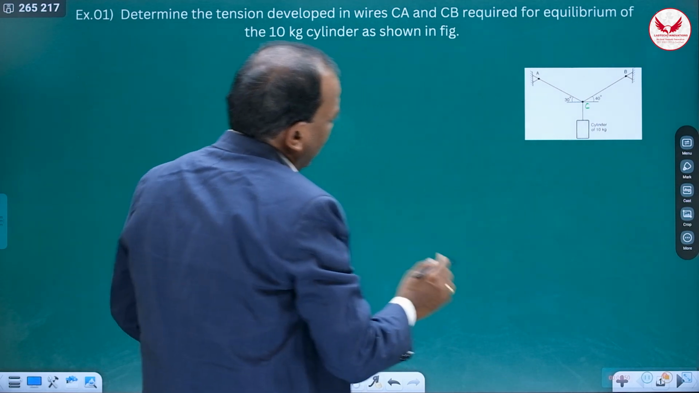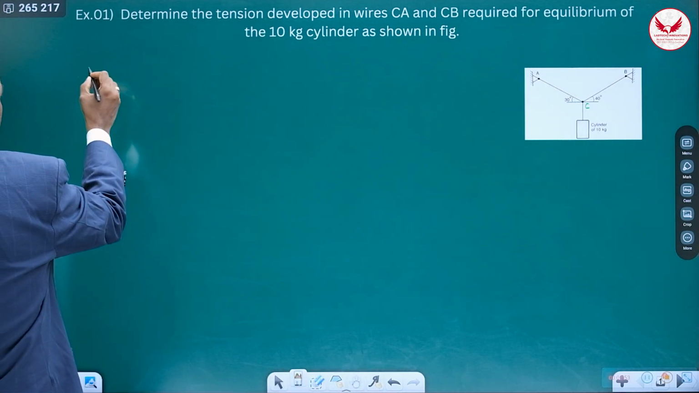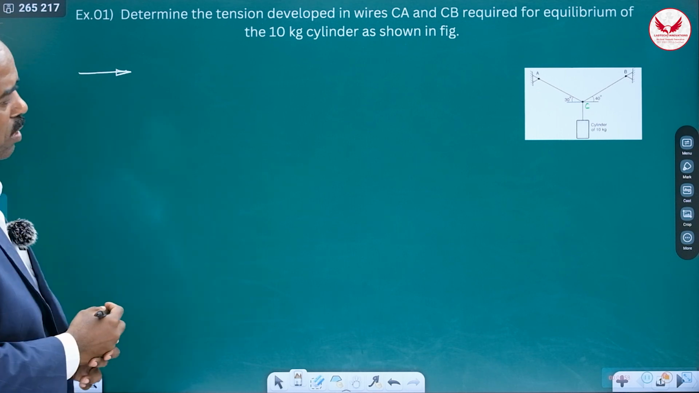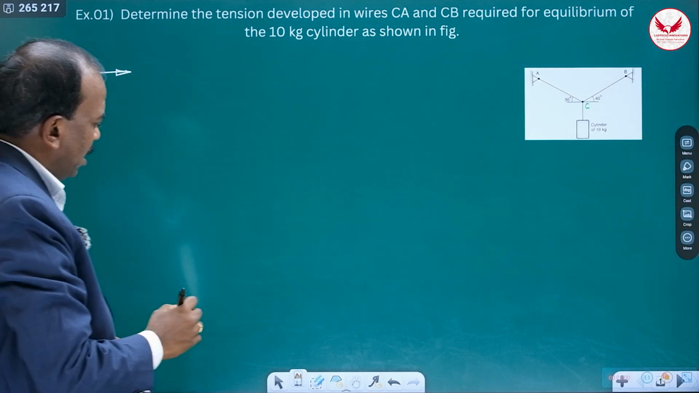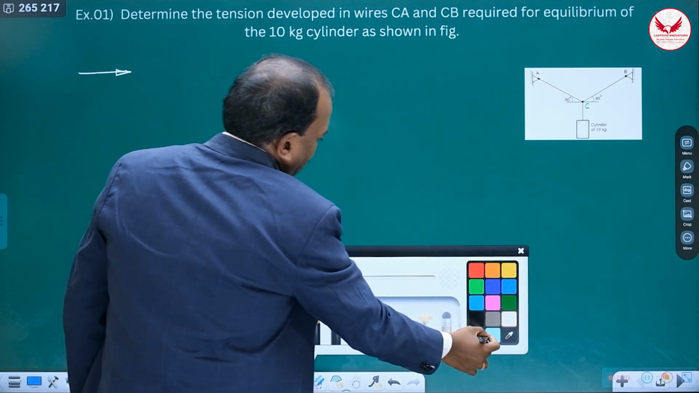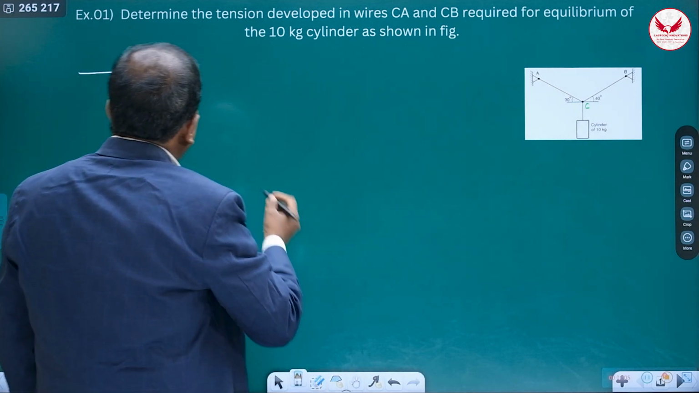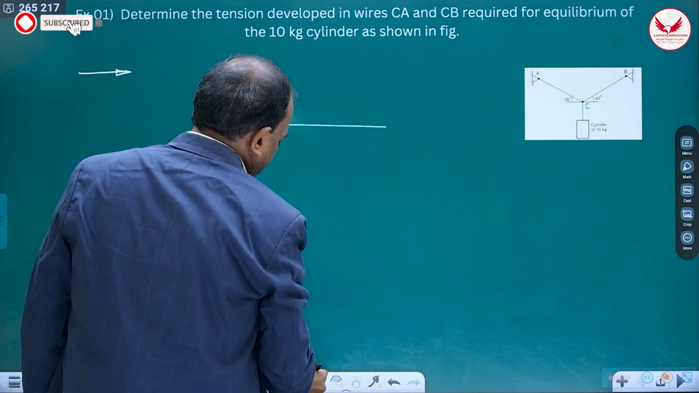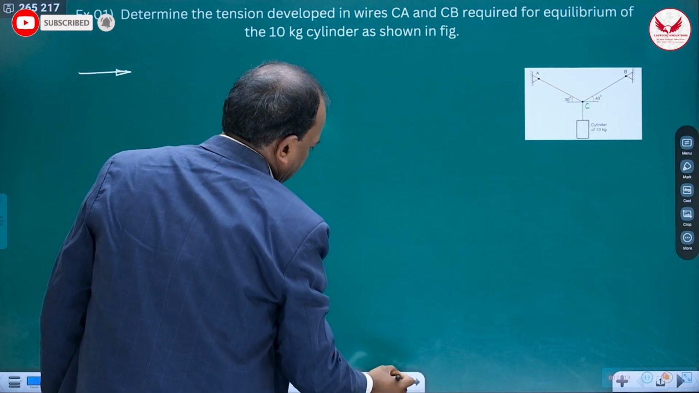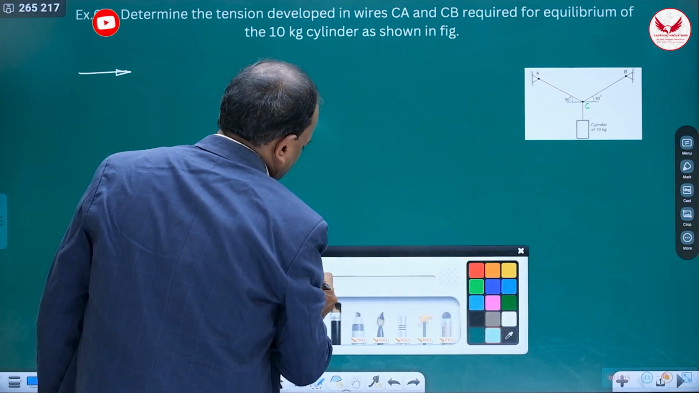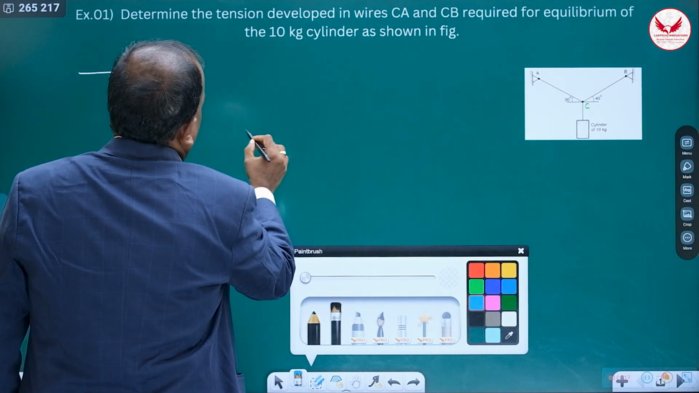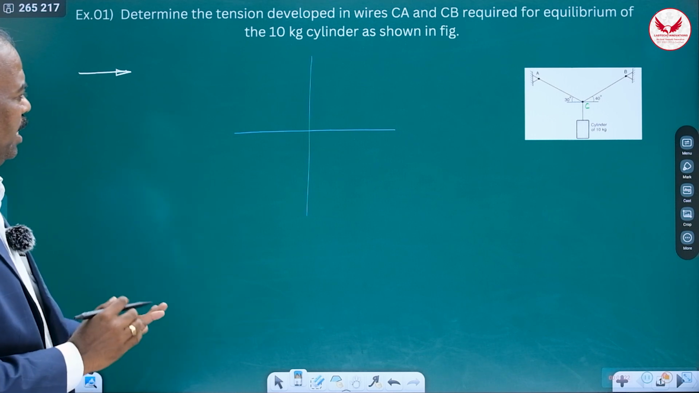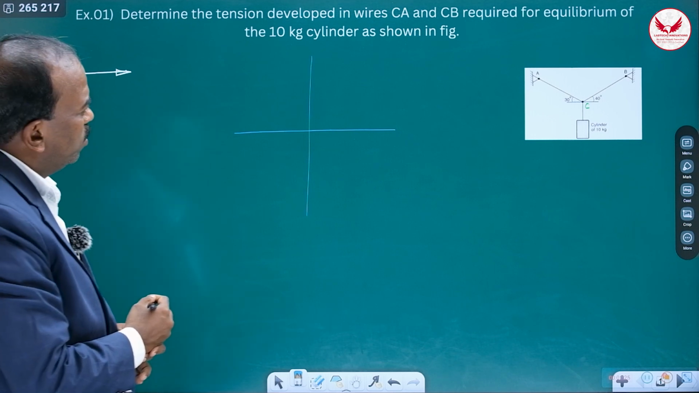Then for that, what is the first step always in an equilibrium problem? Draw the free body diagram. And how to draw the free body diagram of concurrent forces? I'll always suggest what you do. In any problem of concurrent forces, first you draw such a plus sign. Always you draw such a plus sign. Then after that, what do you have to do?